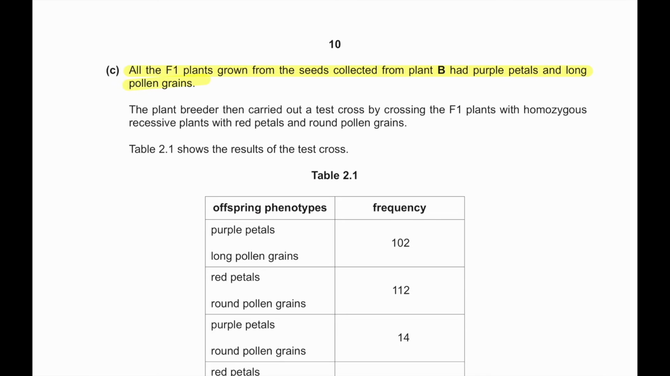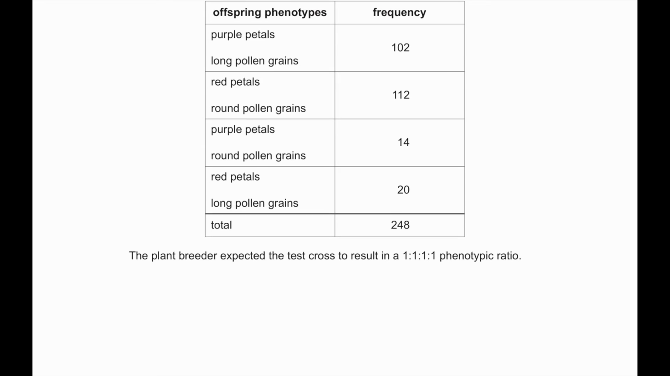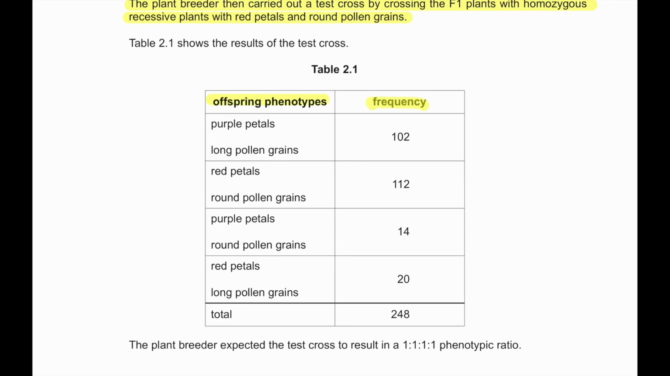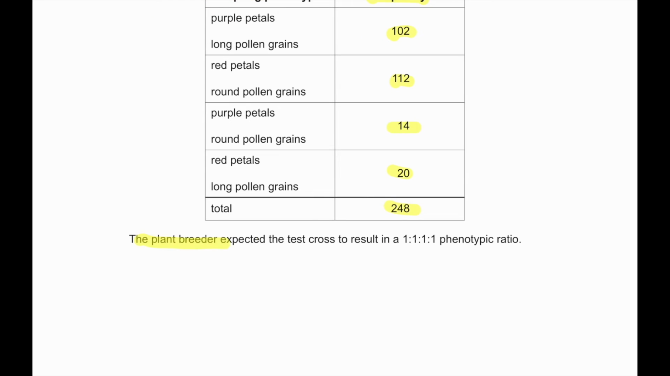long pollen grains. The plant breeder then carried out a test cross by crossing the F1 with the homozygous recessive plant with red petals and round pollen grains. Alright, so we can see the offspring genotypes, we can see the frequency. Now the plant breeder expected the test cross to result in a 1:1:1:1 phenotypic ratio.